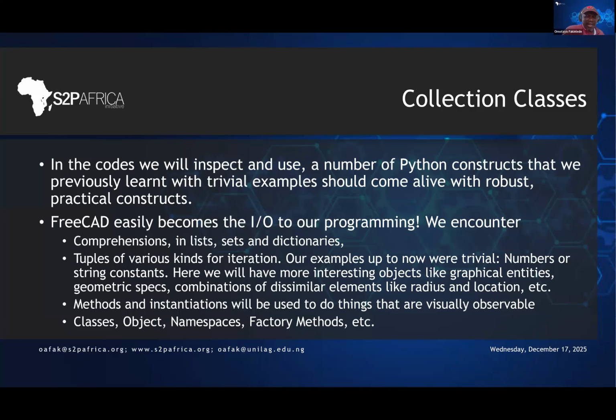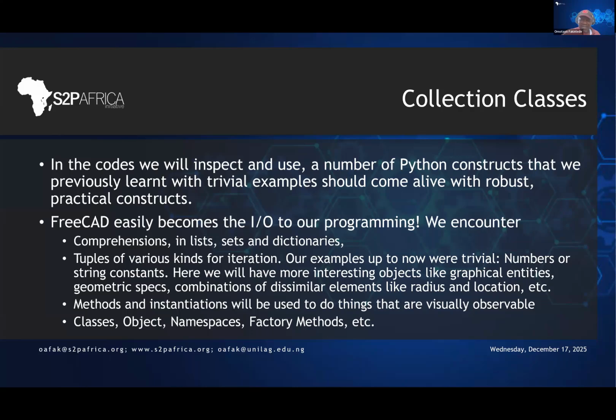So we can have comprehensions. We can have it in lists, we can have it in sets, we can have it in dictionaries. We can have tuples of various kinds. We can iterate using our tuple. Our examples up to now were trivial, numbers and string constants. You can see just introducing a graphical object, you can see how interesting things become. You may say how difficult, but they are not difficult. They just become more interesting.